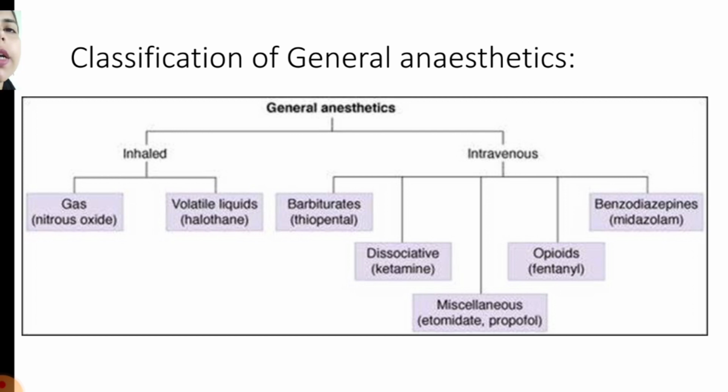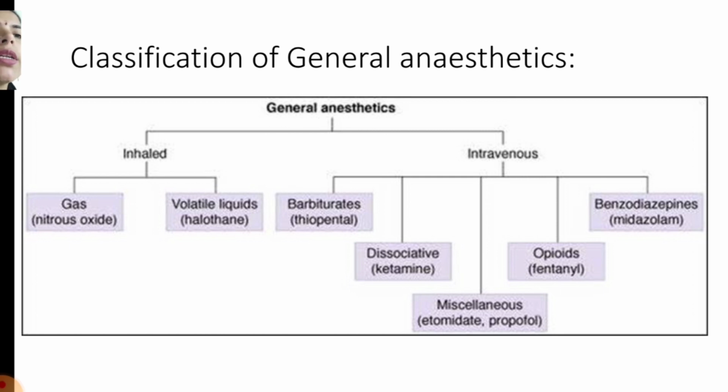In today's class, I discuss the classification of general anesthetics. The general anesthetics may be classified into inhaled and intravenous anesthetics. In the class of inhaled general anesthetics: gas, nitrous oxide; volatile liquid, halothane.